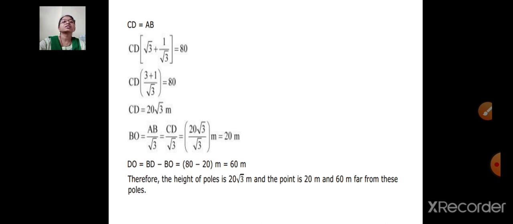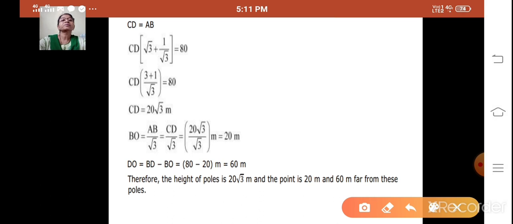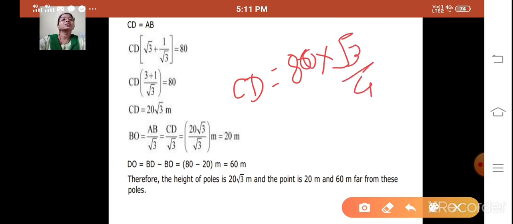Shift on the other side. So you will get CD is equal to 80 into root 3 upon 4. This is 80. So 4 twenties are 80. So you will get CD is equal to 20 root 3. Right? This is the value of CD.